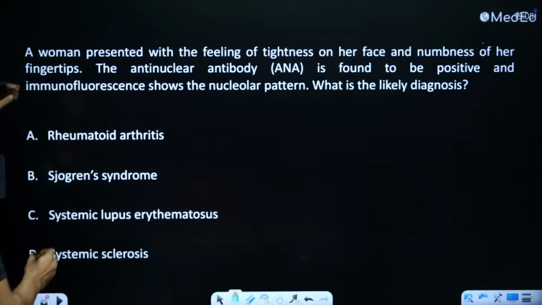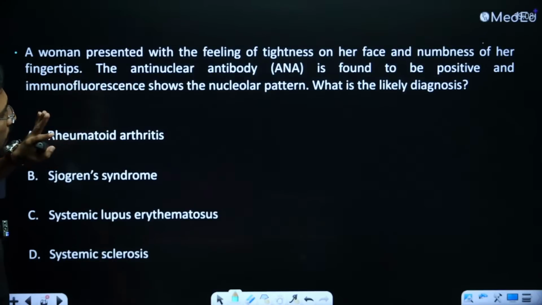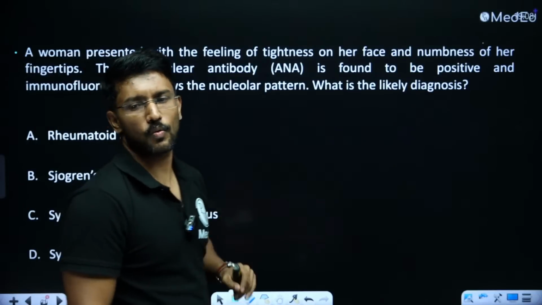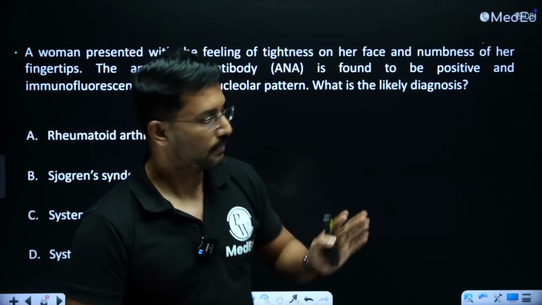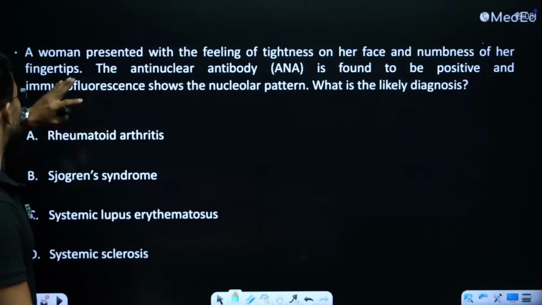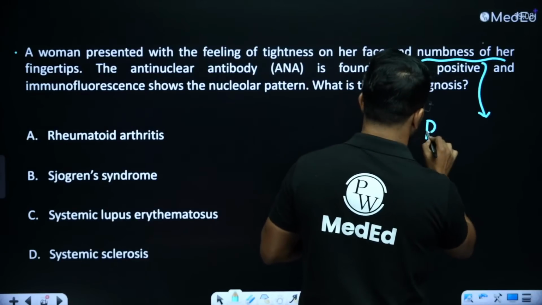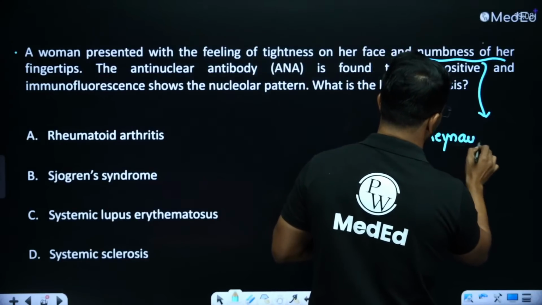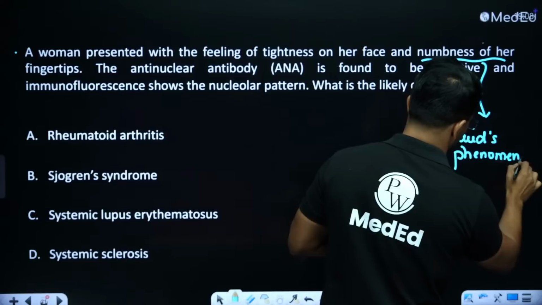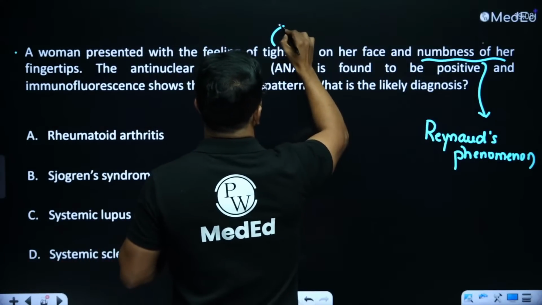Okay, next. A woman presented with feeling of tightness on her face and numbness of her fingertips. Now, by the time you hear this, what disease comes to your mind? Right. We are thinking about the possibility of Raynaud's symptom, right? The numbness of our fingers is pointing towards Raynaud's phenomenon. Okay. Now the tightness on her face, what it could be?